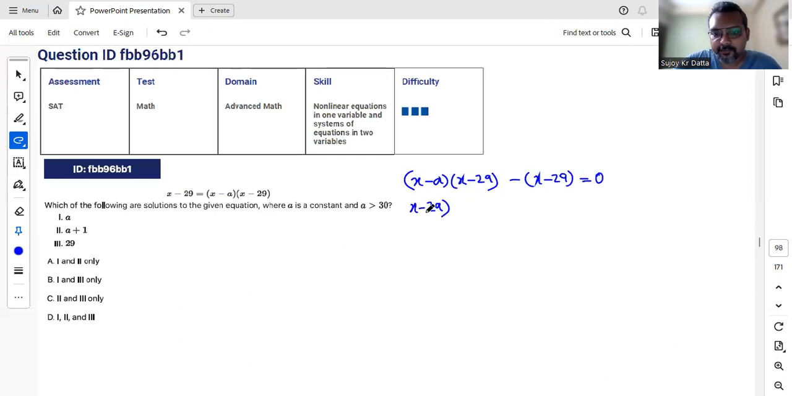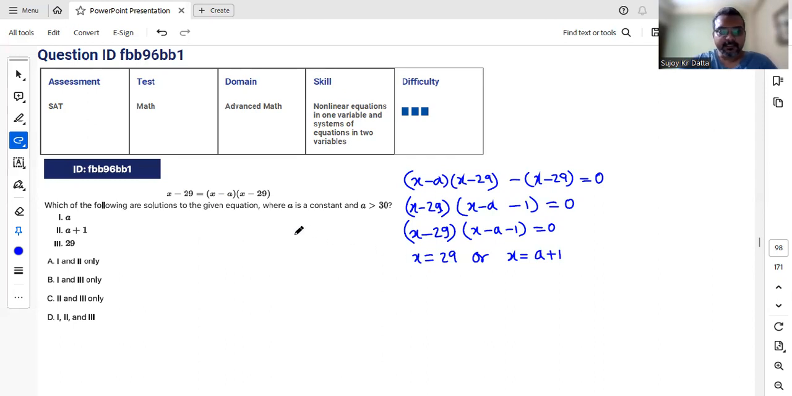Take out x minus 29 common. Don't multiply this out either, okay? Take out x minus 29 common. So this side will have x minus a, this will be minus 1. So x minus 29 times x minus a minus 1 is 0 basically, right? We get x equal to 29 or x equal to a plus 1. They are saying which of the following are solutions to the given equation. So x is 29, yes, it is. a plus 1, yes, it is. a is not a solution here. So 2 and 3 only. So that is option C.